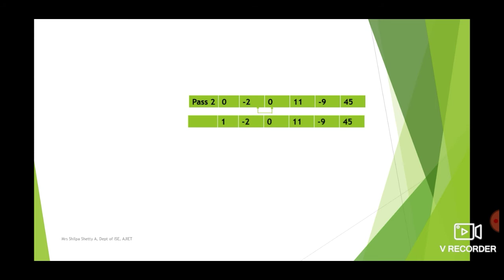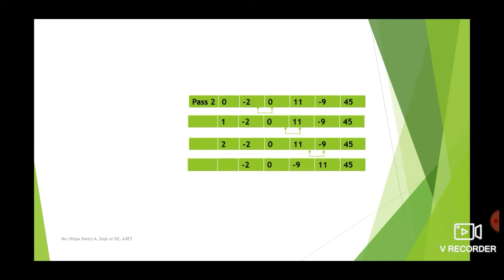So -2 and 0 will retain their positions. In the next comparison, j becomes 1. Now 0 and 11 will get compared, and we know that 0 is again smaller than 11, so there is no swapping that takes place. In the next comparison, the third comparison of the second pass, 11 and -9 are compared, and 11 is greater than -9, so -9 has to be placed in the third position and 11 has to be taken to the fourth position. So what happens here is -9 and 11 will get swapped.